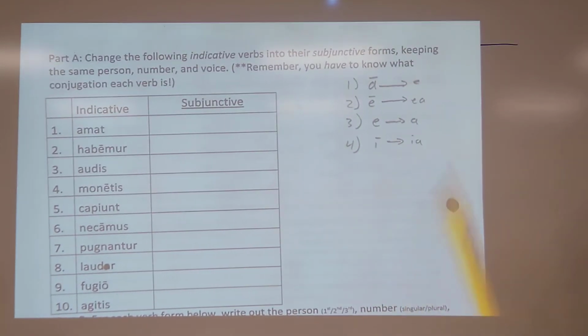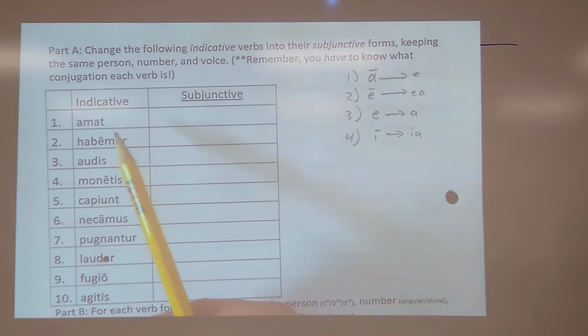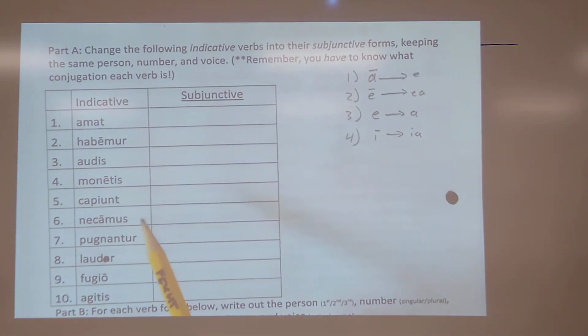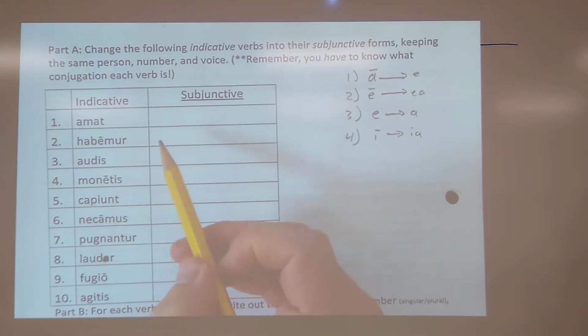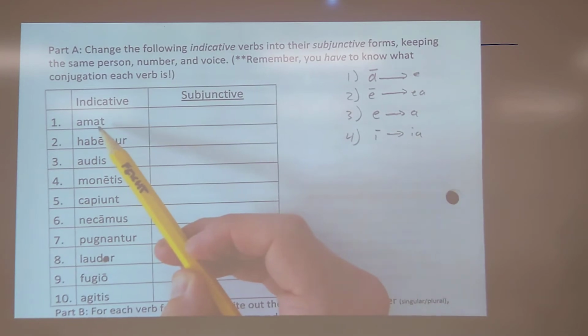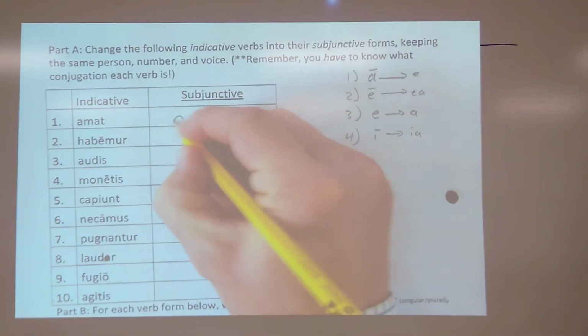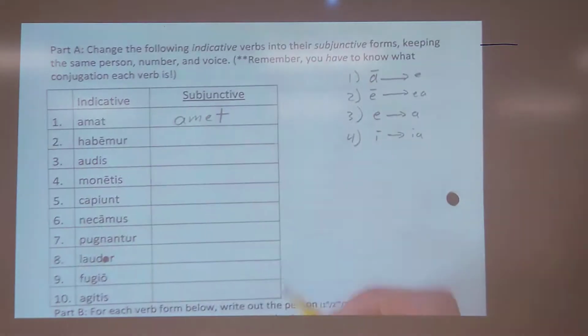All right, so using this as our guideline, let's go ahead and really quickly go through the change here for the 10 verbs that we've looked at. Most of them you'll find are pretty simple. So number one, amat, well, there's that A, so A becomes E. Amet.